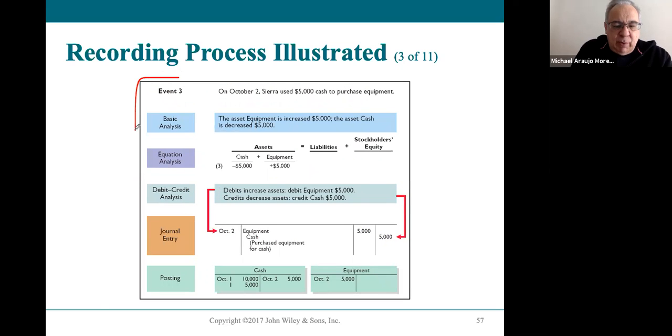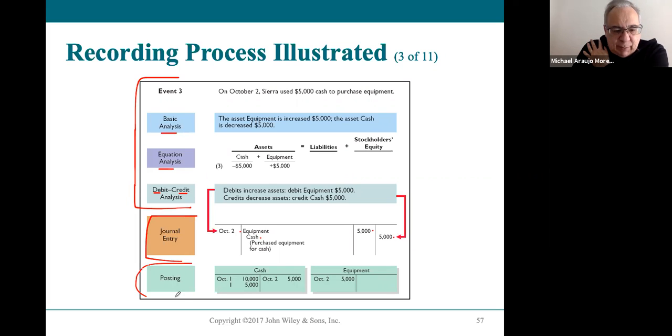Event number 3, we bought equipment with cash. Lots of analysis that we had to do. Okay, more equipment, less cash. More equipment is debit, less cash is credit. Now we write it in the journal as a debit to equipment for $5,000, a credit to cash for $5,000. That's the whole process, right there.